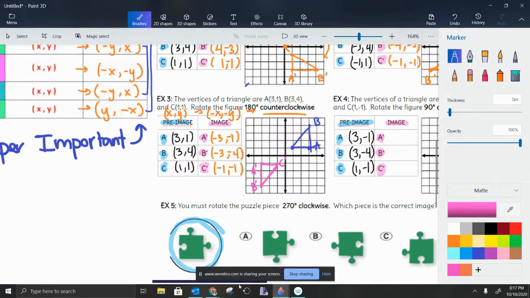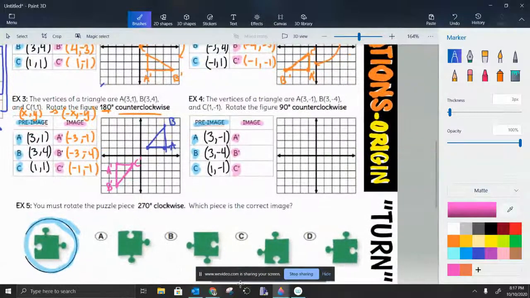So I want you to go ahead and pause the video and try this last problem on your own. Make sure you use the correct rule from the table and give it a shot.